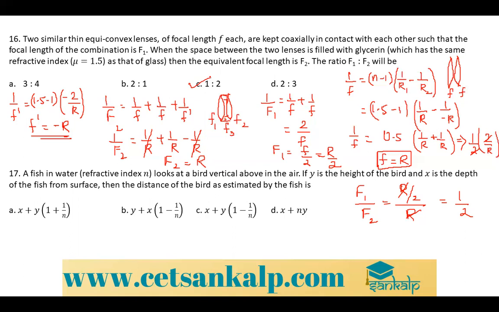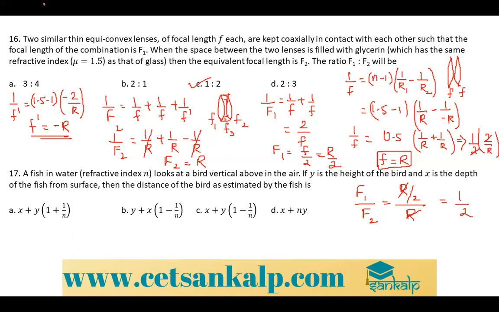Next problem. A fish in water looks at a bird vertically above in the air. If y is the height of the bird and x is the depth of the fish from the surface, then the distance of the bird as estimated by the fish is? So the distance of the surface of the water for the fish is x. From the surface, the apparent distance of the bird is n into y, refractive index into y. So the total apparent distance is nothing but x plus ny.